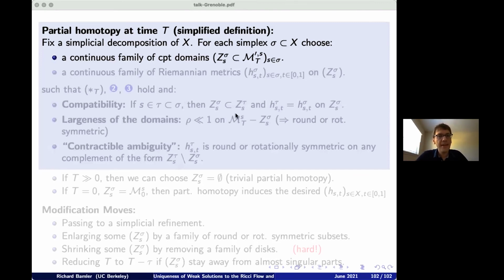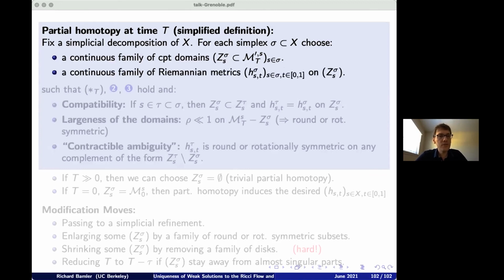Now we have to work in the corresponding time T slice, so we can't project down to the manifold anymore. So now instead of choosing single domains C sigma in the manifold at time 0, we'll have to choose a continuous family of domains in the time T slice. Remember these are different manifolds, so we have to somehow move them according to the parameter. Those are defined for every S in sigma. Essentially, these domains are going to be chosen in such a way that they stay far enough away from the singular part of the flow, where somehow the metric is interesting and possibly non-rotationally symmetric.